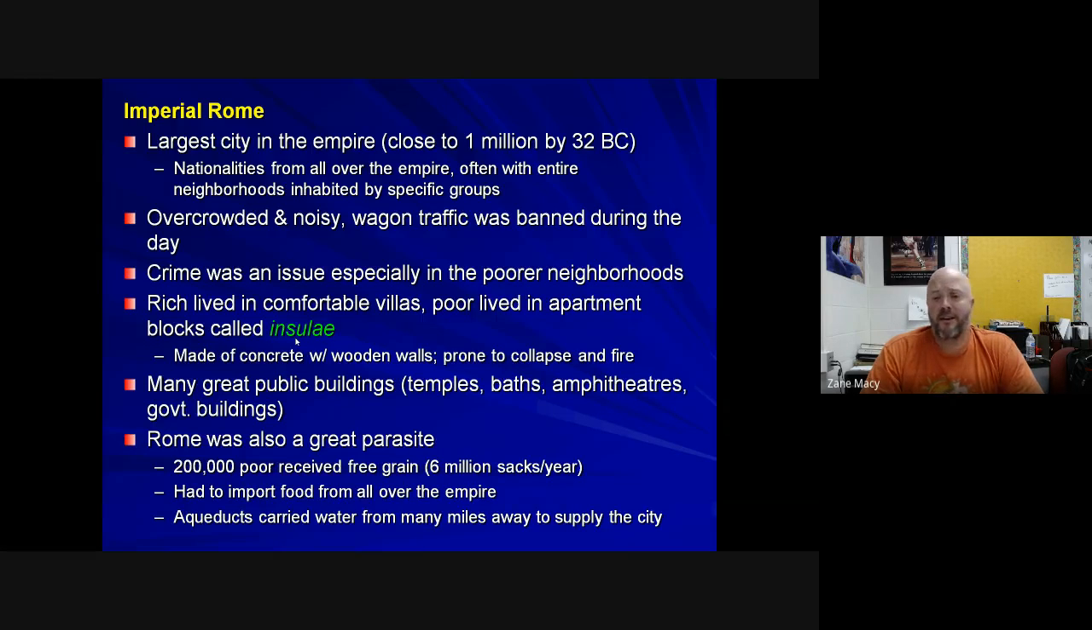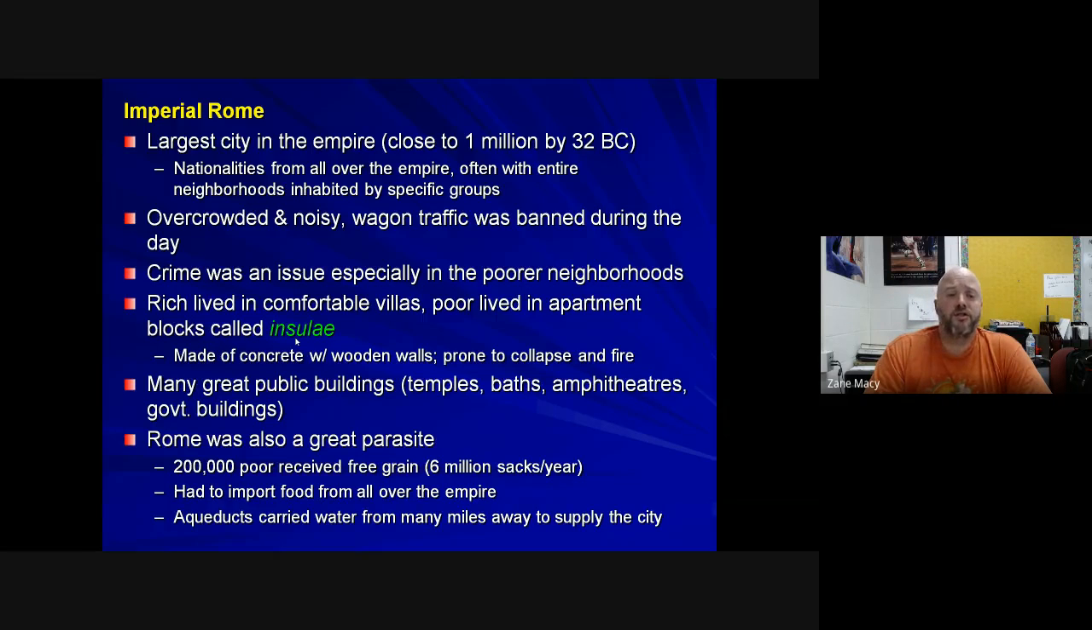It's overcrowded. It's noisy. It was so overcrowded in the busier parts of town, what would be considered downtown, that wagon traffic was banned during the day, just because there were so many people, stalls in the markets and things like that. There wasn't room with all the people milling around on foot. There wasn't room for wagons. People could get trampled, people could get run over, because everybody is rushing about doing their own thing.